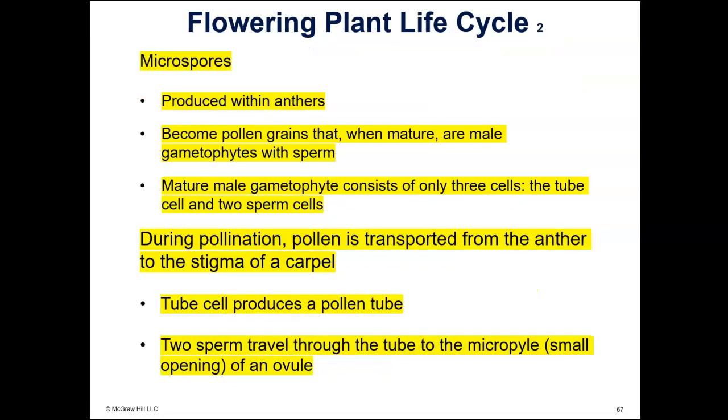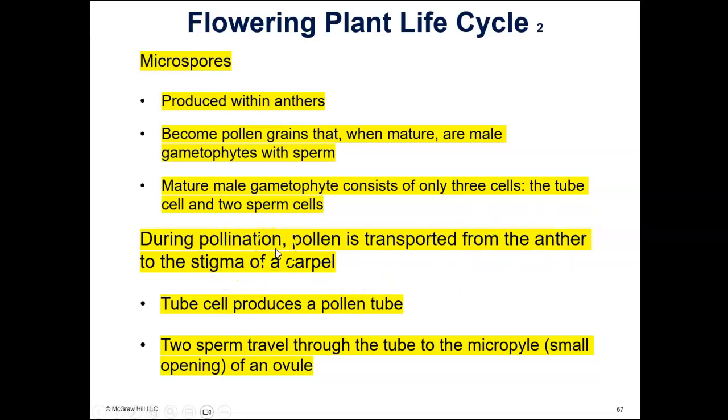The microspores will eventually become the male gametophytes, which are the pollen grains. A pollen grain has only 3 cells. It has a tube cell that grows into the pollen tube that will carry the sperm to the egg. And then it has 2 sperm cells. And we're going to talk about a process called double fertilization, because it takes 2 sperm cells to fertilize the female gametophyte and to make a seed. It's called double fertilization because 2 sperm cells are required.